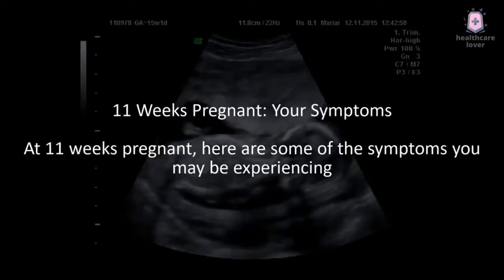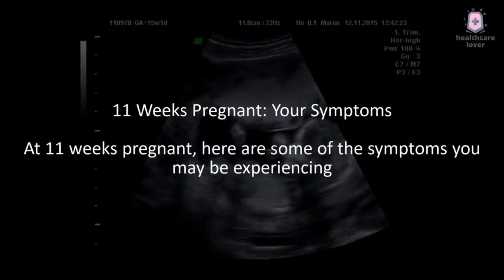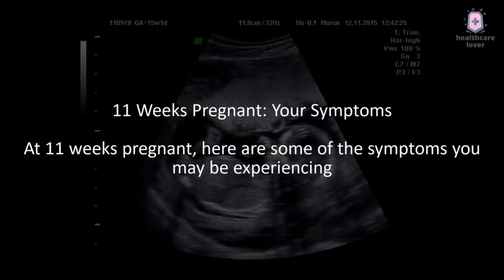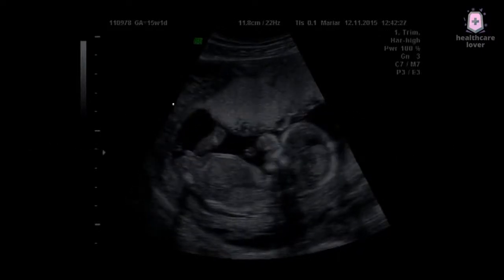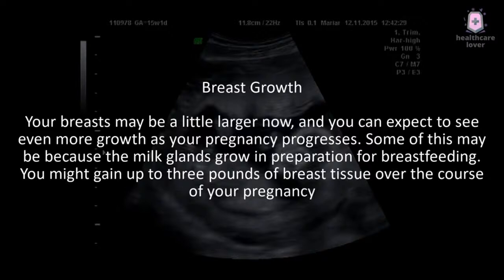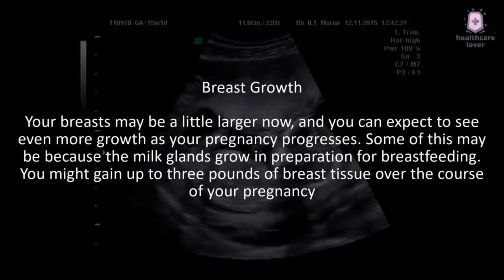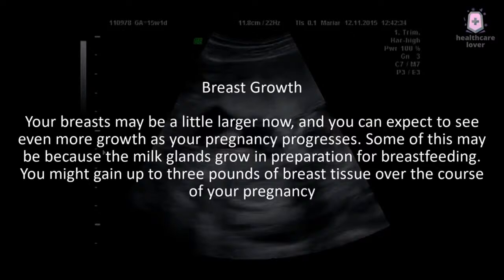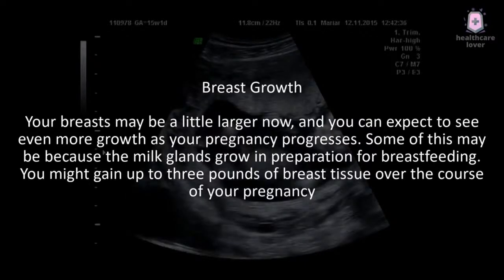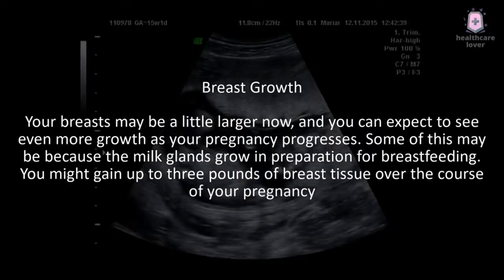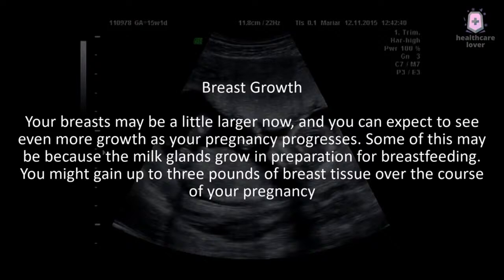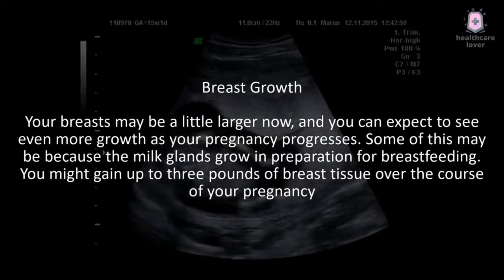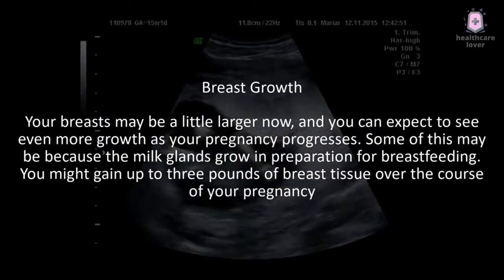11 weeks pregnant, your symptoms. At 11 weeks pregnant, here are some of the symptoms you may be experiencing. Breast growth. Your breasts may be a little larger now, and you can expect to see even more growth as your pregnancy progresses. Some of this may be because the milk glands grow in preparation for breastfeeding. You might gain up to 3 pounds of breast tissue over the course of your pregnancy.